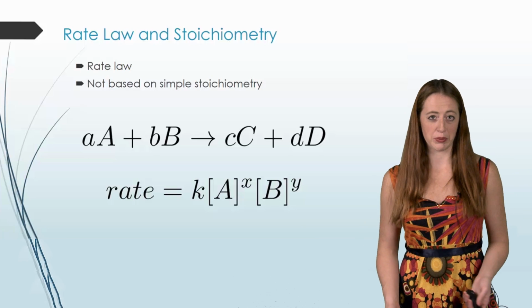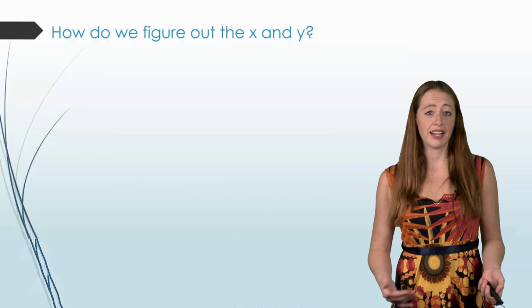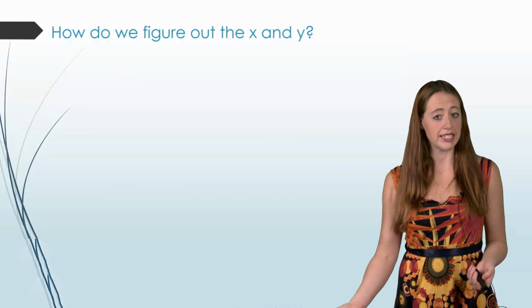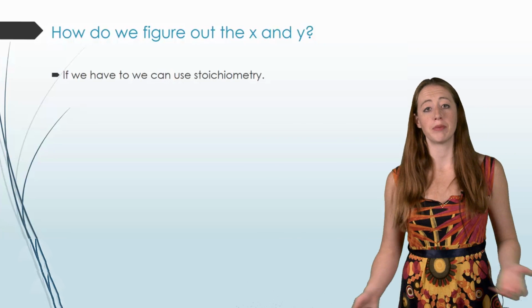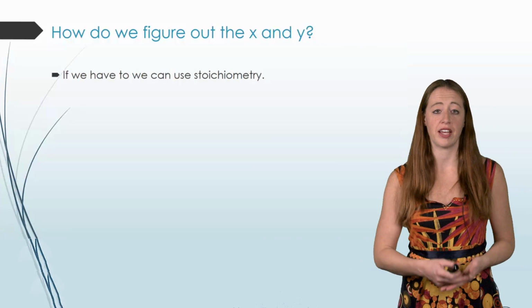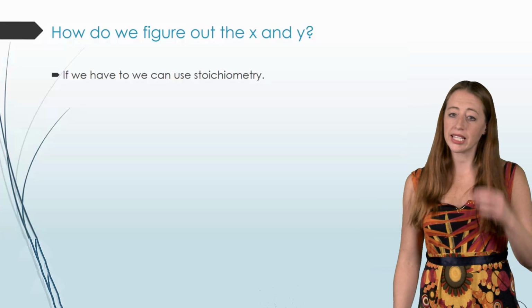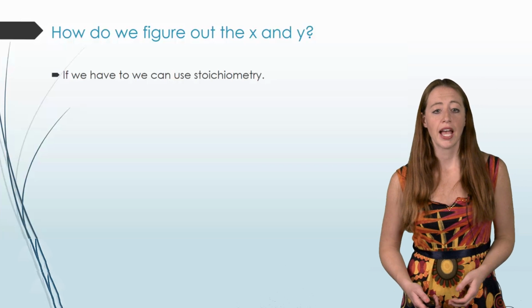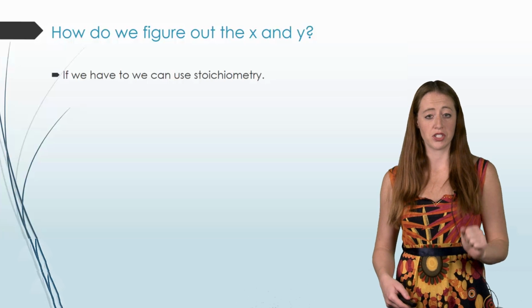You wouldn't ever really want to write it like that. You would want to put in numbers. So then how do we figure out what those numbers are? What is X and Y? If we're given no information about the reaction other than here's the equation, things happen, well, we can try to write a rate law off that. And what we can do is we can use the stoichiometry of the equation to do so.